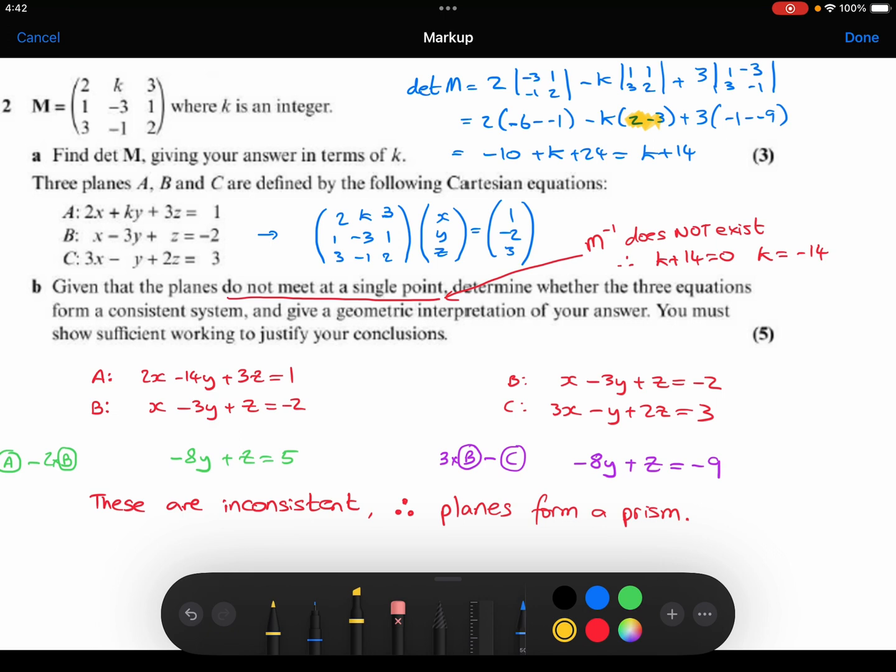The 2 minus 3 is minus 1, multiplied by the minus k is plus k. The minus 1 minus minus 9 is plus 8, times by the 3 is plus 24. And then collecting the minus 10 and the 24 together, we have found that our determinant in terms of k is k plus 14.